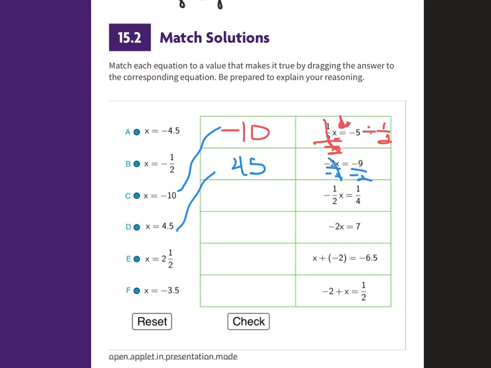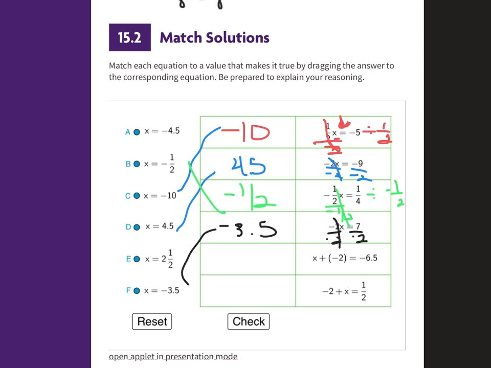Okay, this one's a lot like the first one. -1/2 x is -1/2 times x. So to get rid of times, we divide. So we're going to divide by -1/2. So 1/4, 1 over 4, divided by -1 over 2, I get -1/2 again, which is right there. Next one, -2x equals 7. So we're going to divide by -2. Using my calculator, 7 divided by -2 is -3.5, which is down at the bottom.